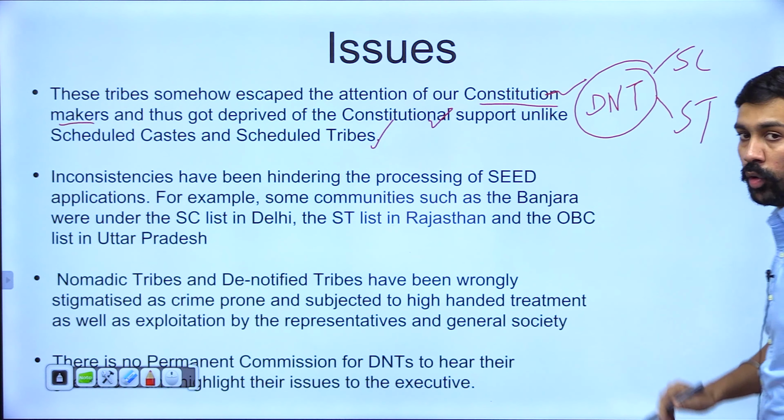The four issues that we have discussed here, I would again like to repeat. First, they have escaped the attention of the constitution makers, because no categorization of them as scheduled caste is there. Second, inconsistencies in classification: somewhere they are not in any classification, somewhere they are categorized as SCs, somewhere as STs, somewhere as OBCs. Next, they are stigmatized because of their categorization in British times as born criminals. And the last is that there is no permanent commission to address their grievances and highlight their issues to government representatives as well as the legislature.